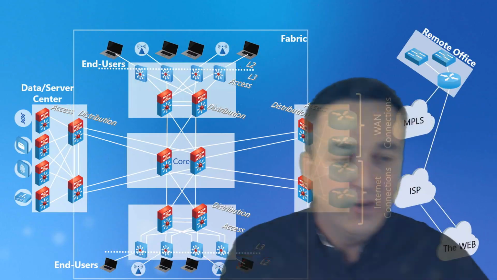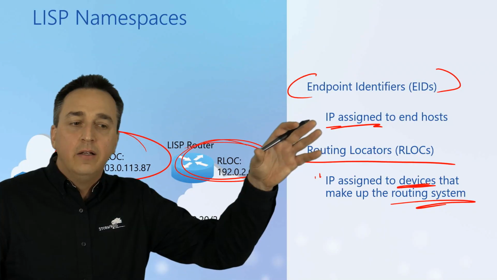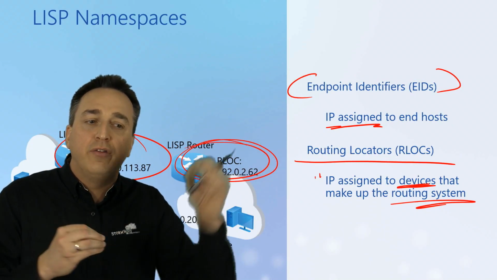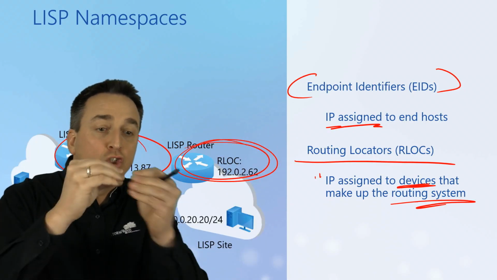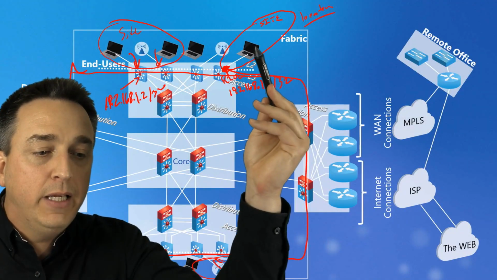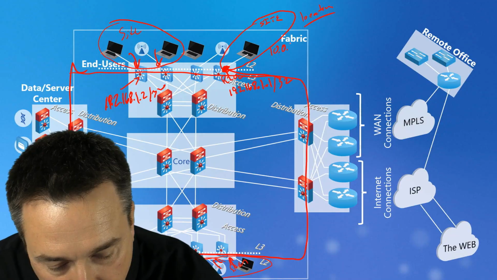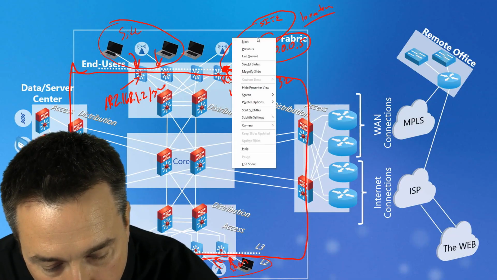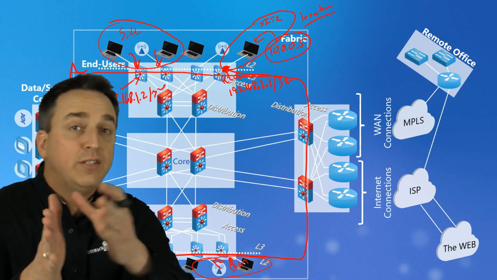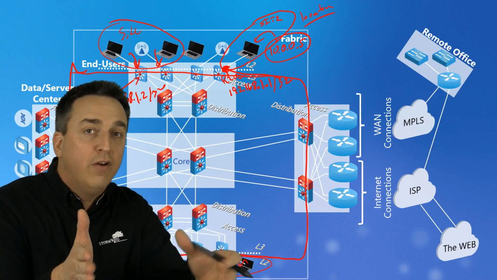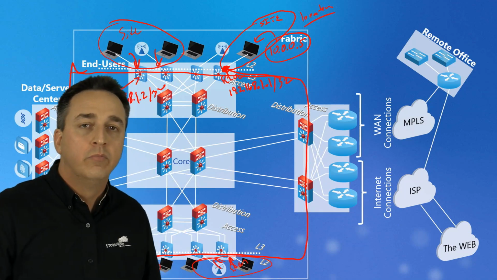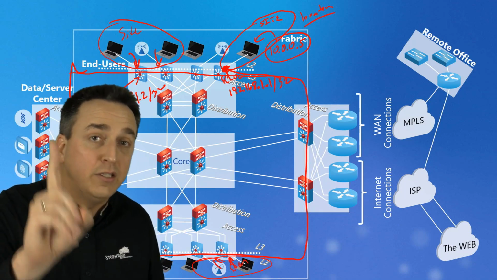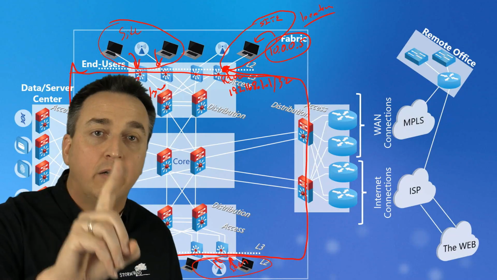All right, so remember, that's your endpoint identifier, and there's your RLOC. I want you to realize that you now see the separation. You have an endpoint identifier, and that is totally different from where you're located. So if you are 10.0.0.5, you are 10.0.0.5 currently connected to 192.168.1.1.